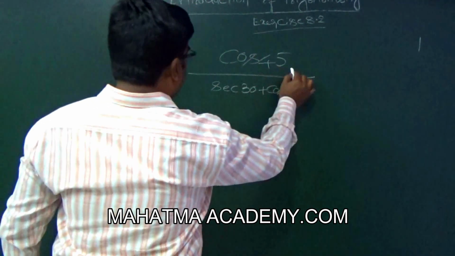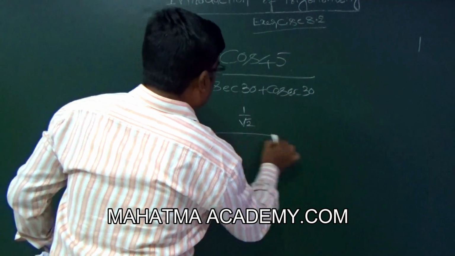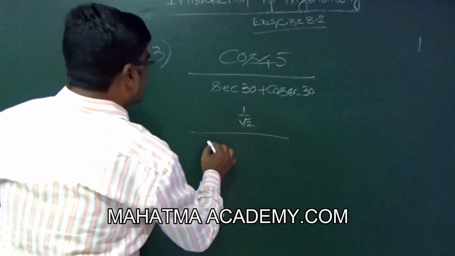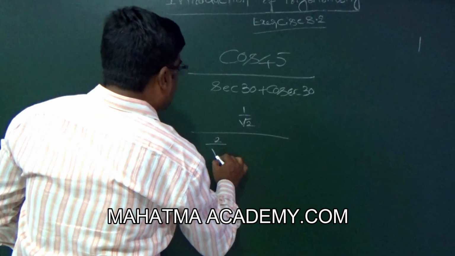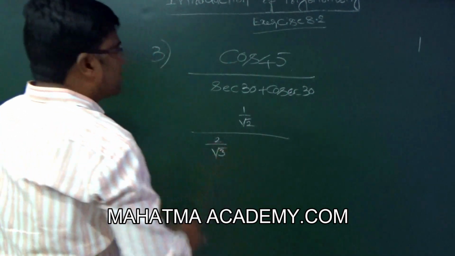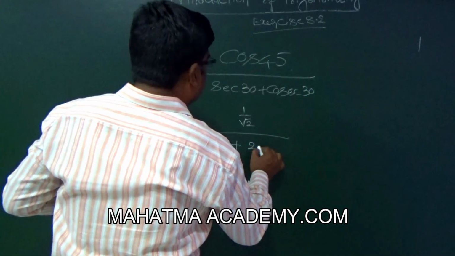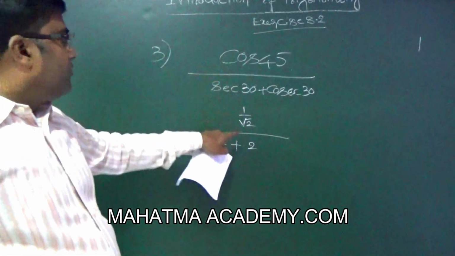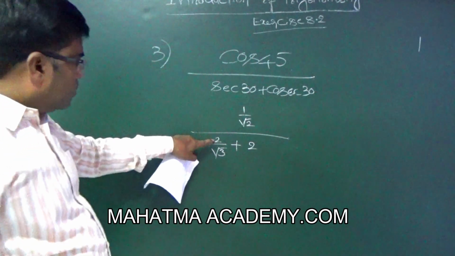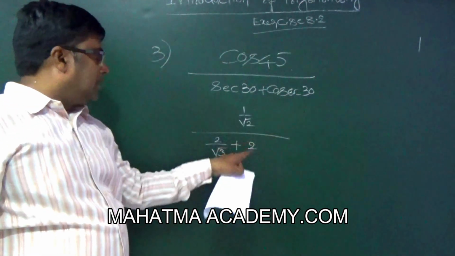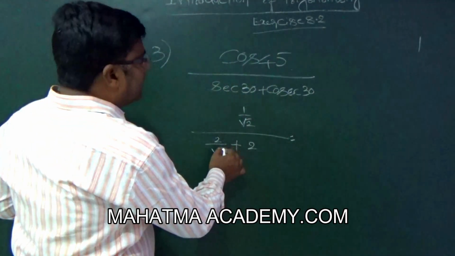What about cos 45? Cos 45 is 1 upon root 2. What about secant 30? Secant 30 equal to 2 upon root 3. What about cosec 30? Cosec 30 equal to 2. Cos 45 equal to 1 upon root 2. Secant 30 equal to 2 upon root 3. Cosec 30 equal to 2. Next, simplify this one.